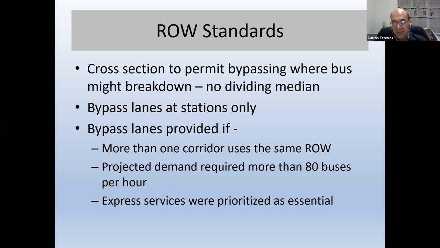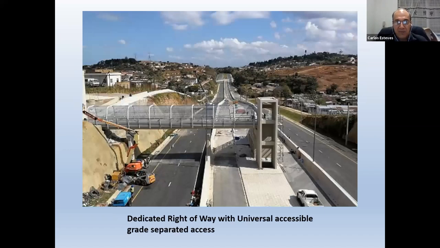between buses. That's the sort of numbers we're talking about when you're trying to move 10,000 people in an hour. Thirdly, if there was a recognized express service from the beginning and it was prioritized as a need, then bypass lanes would need to be provided at stations to allow the express service to bypass buses that were stopping at every station. So this is quite a bit. This is a photograph taken during construction.